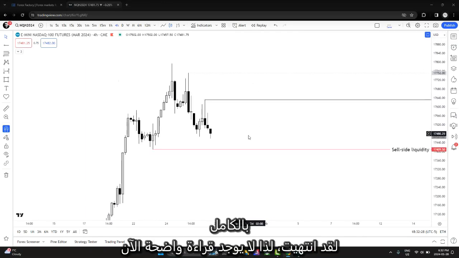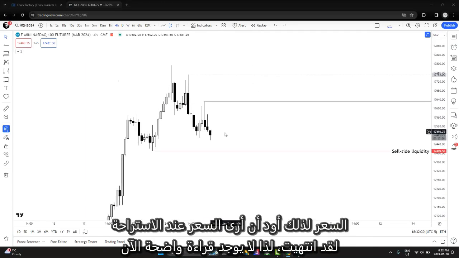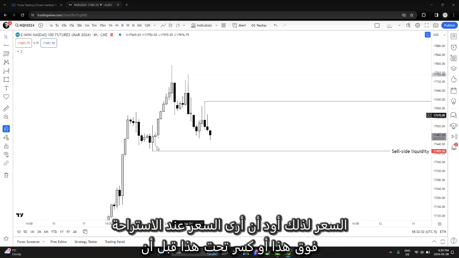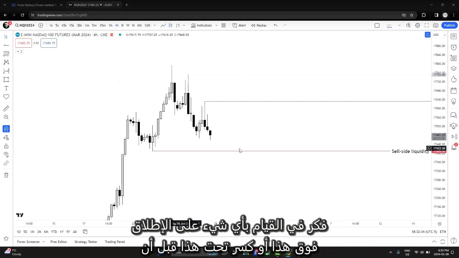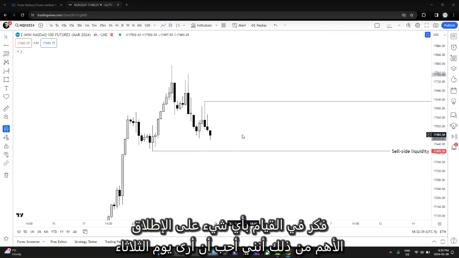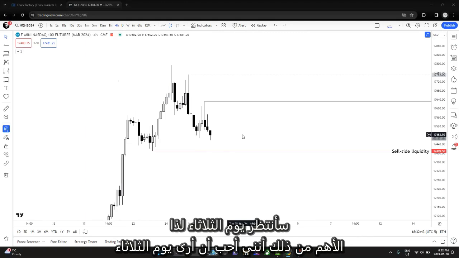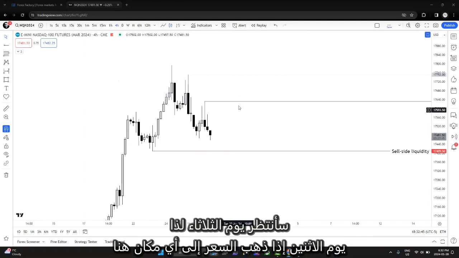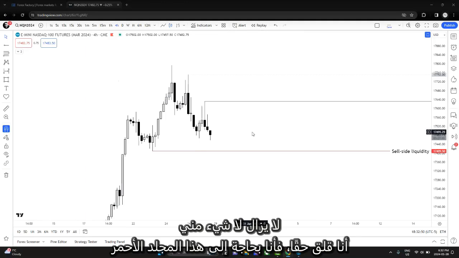So right now, no clear read on price. I'd like to see price either break above this or break below this before I consider doing anything at all. Most importantly, I'd like to see Tuesday, right? I'll be waiting on Tuesday. So like Monday, if price goes anywhere here, then it's still none of my concern, right? I need that red folder event, man.